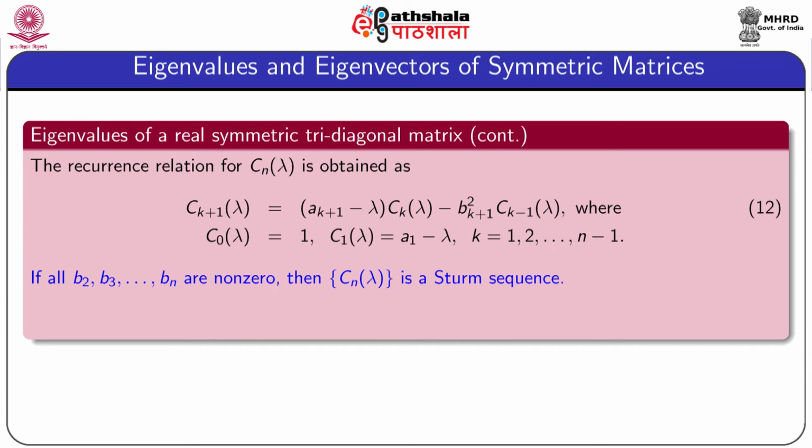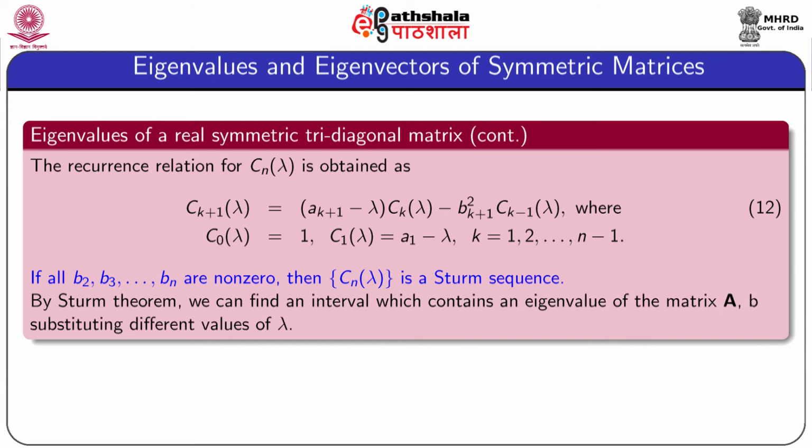If all the elements B2, B3 up to Bn are non-zero, then Cn(lambda) becomes a Sturm sequence. By Sturm theorem, we can find an interval which contains an eigenvalue or the root of the characteristic equation of the matrix A by substituting different values of lambda in equation 12.